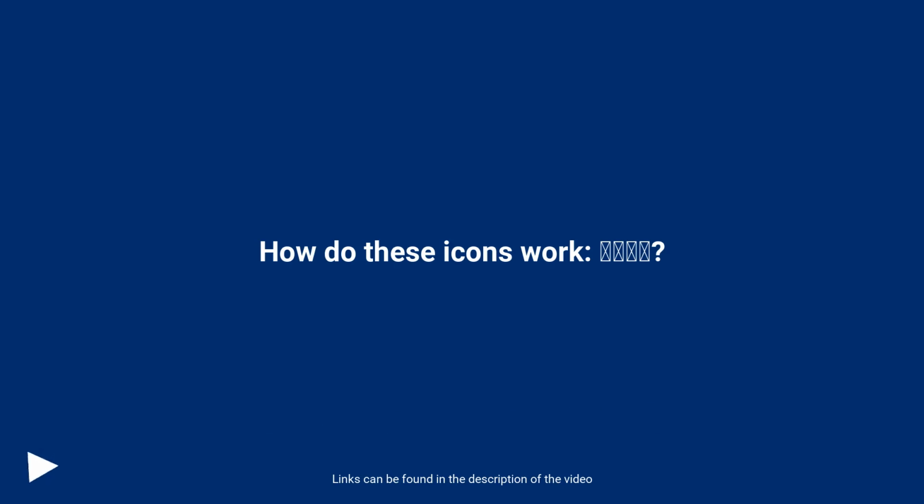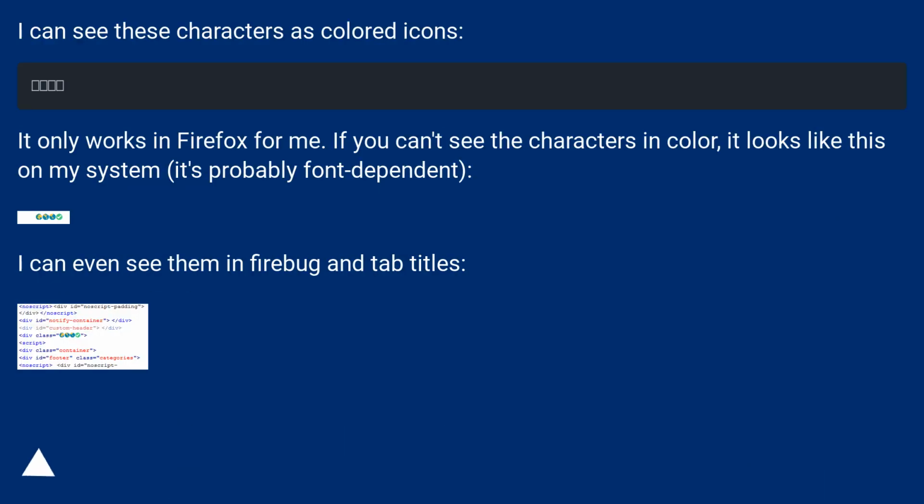How do these icons work? White tick mark. I can see these characters as colored icons. It only works in Firefox for me. If you can't see the characters in color, it looks like this on my system. It's probably font dependent.